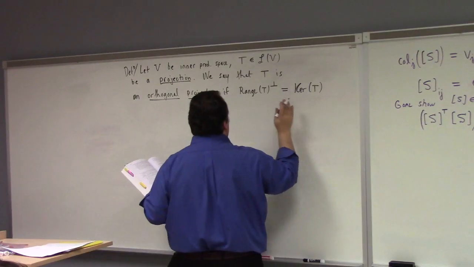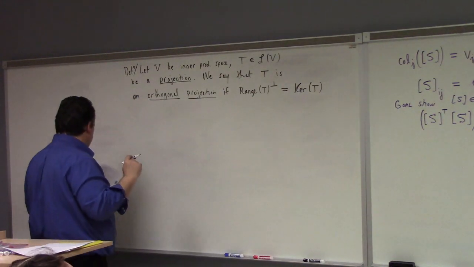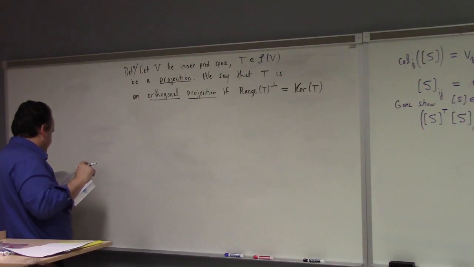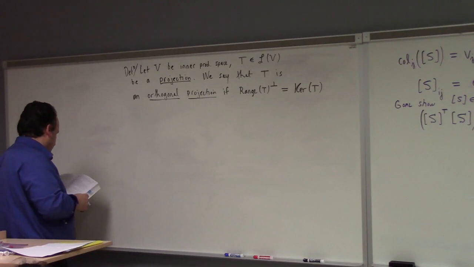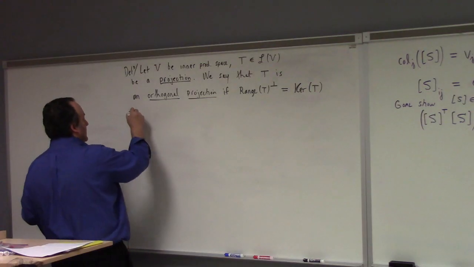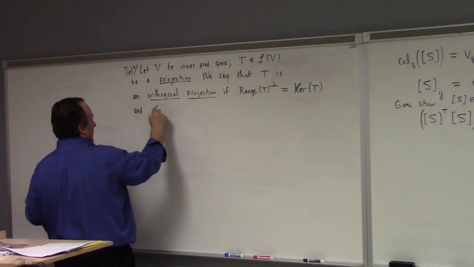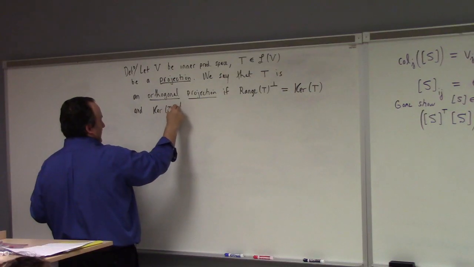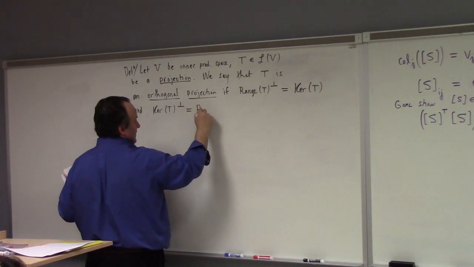I mean, he uses R and N for kernel because his null space and kernel, he's kind of conflating them. That's fine, but let's see here. Oh, and the orthogonal complement of the kernel of T is equal to the range of T.